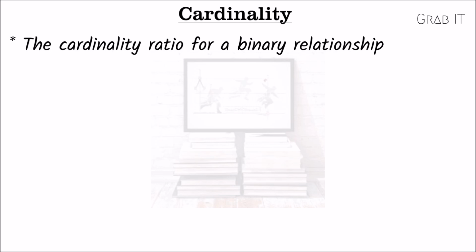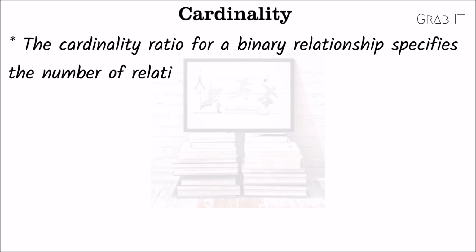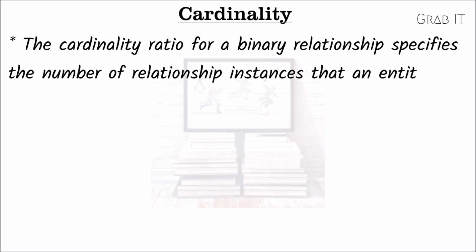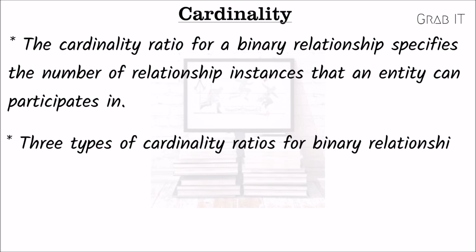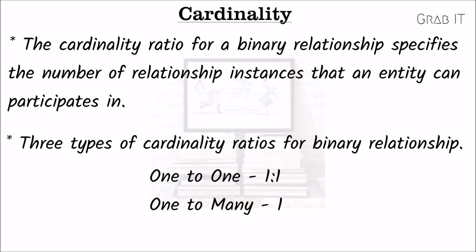Cardinality. The cardinality ratio for a binary relationship specifies the number of relationship instances that an entity can participate in. That means the way that each entity reacts to their relationship. There are 3 types of cardinality ratios for binary relationships: 1-to-1, 1-to-many, and many-to-many.